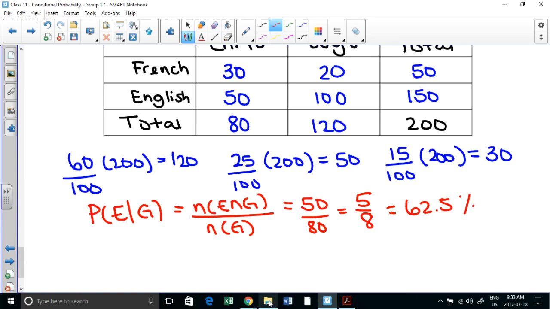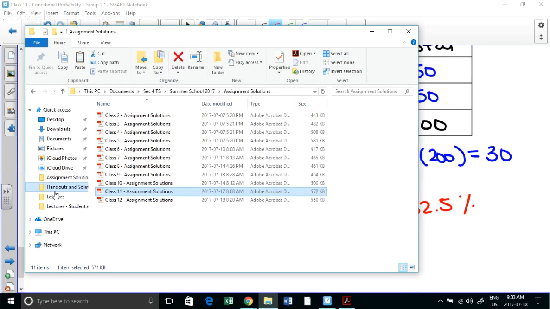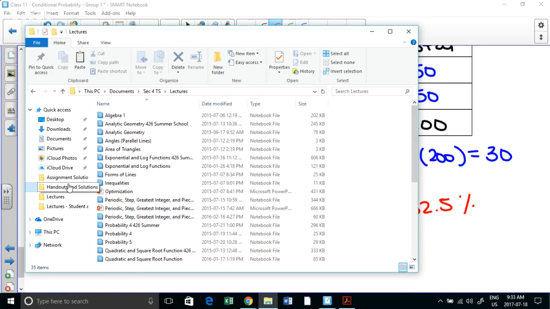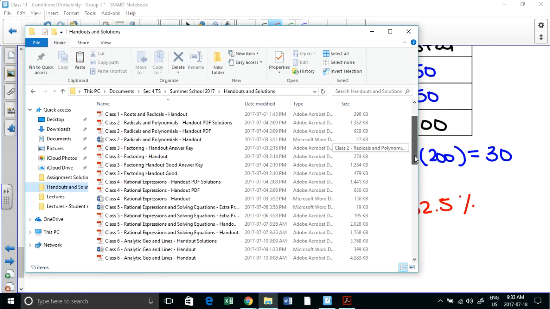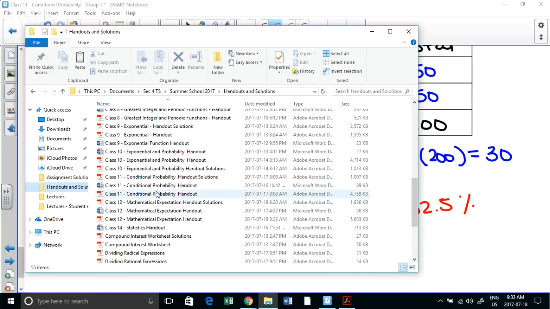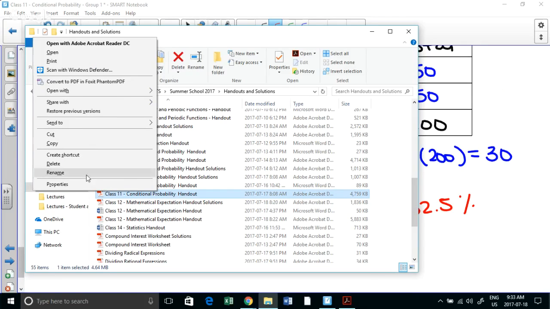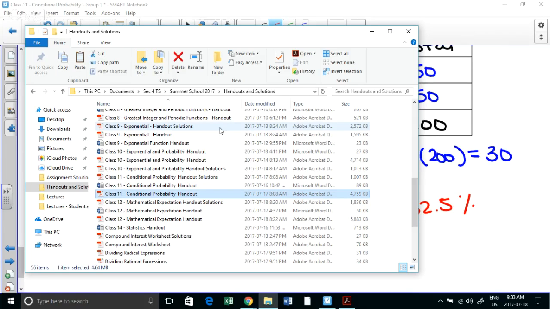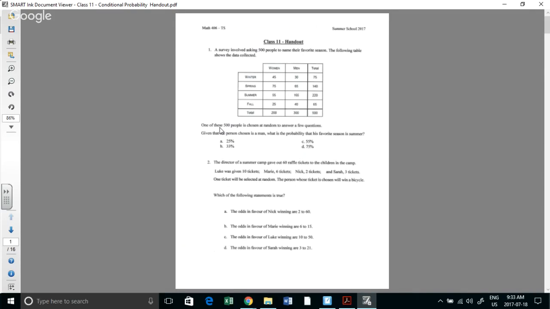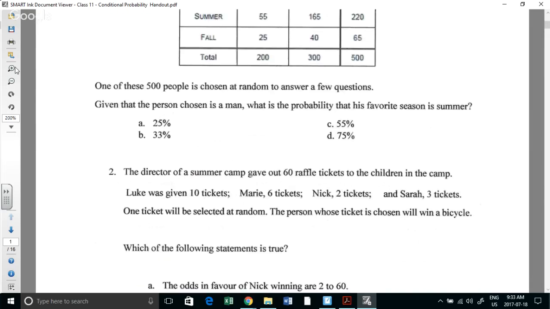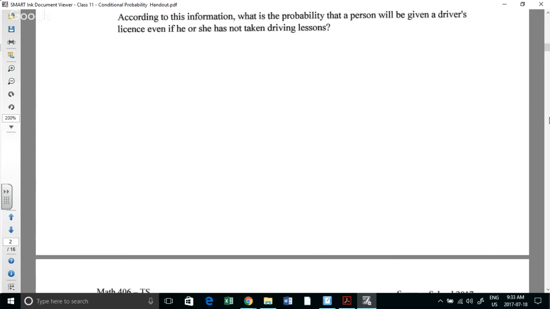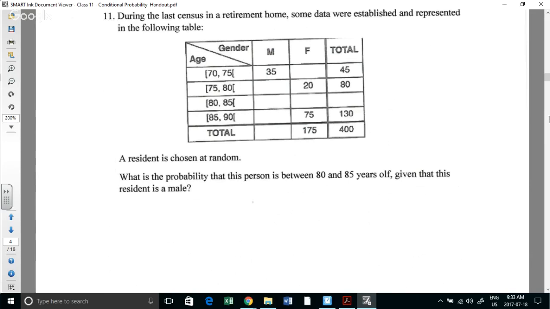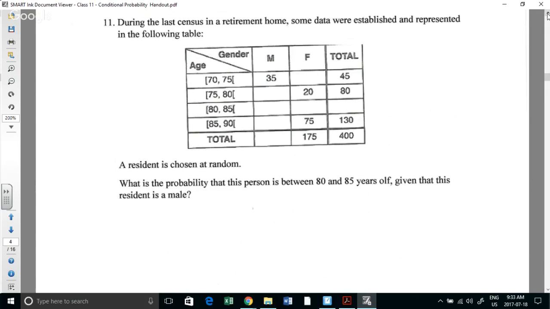Okay, one more example is going to come from the handouts. So the handout I gave you yesterday. Open with. Go to number 11.